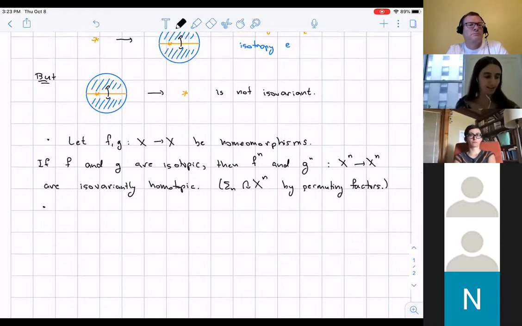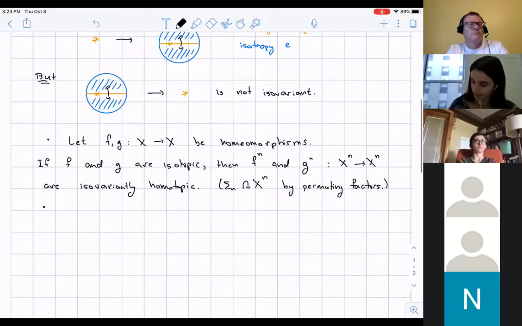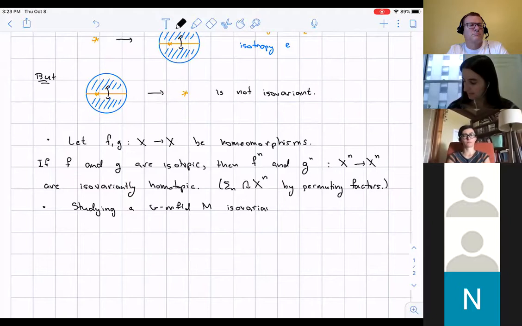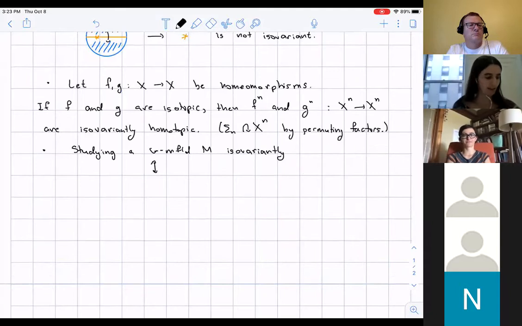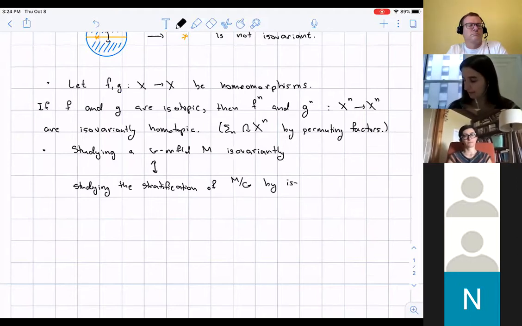Another thing that's related to these kinds of geometric questions is that studying a G-manifold, let's call it M, isovariantly is in a way the same as studying the stratification of the space M mod G by isotropy.